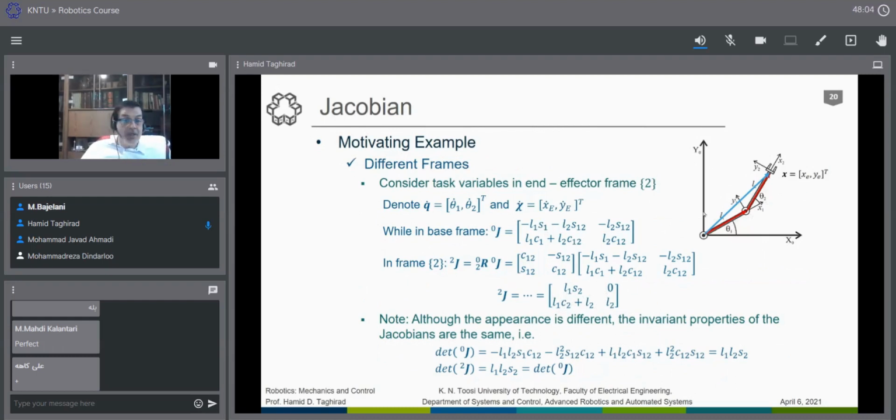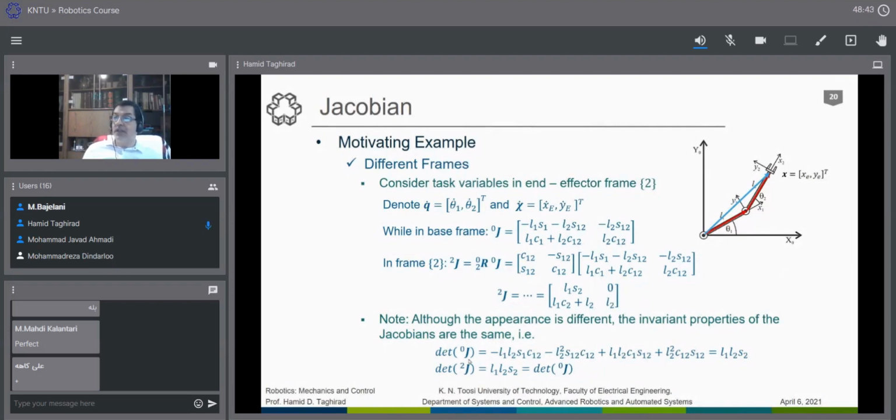This will give us some more thought on the Jacobian. Jacobian is a mapping between the velocity of the end effector and the velocity of the joints, and how we can represent it, in which frame we can represent it. The main characteristic of this Jacobian matrix must not be changing. Let's try finding the determinant of this in two different frames. Although the representations are quite different, and this is much simpler.